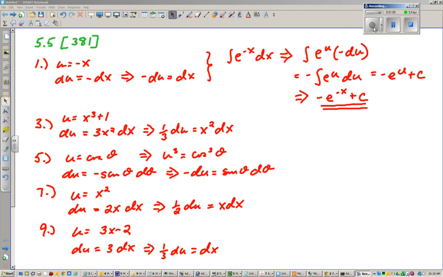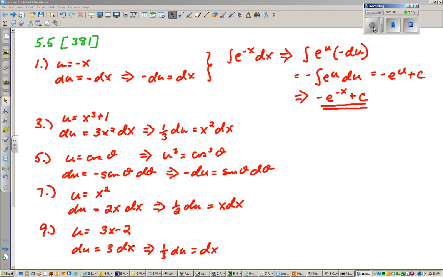And I'm going to leave each one of these screens up for a bit. You can pause and check your work against mine to make sure that you're using the correct substitutions. And then at the end I'm going to work on the last 4 problems. I think really the last 4 problems are the only ones that present much of a challenge.